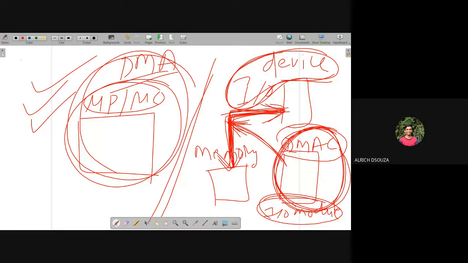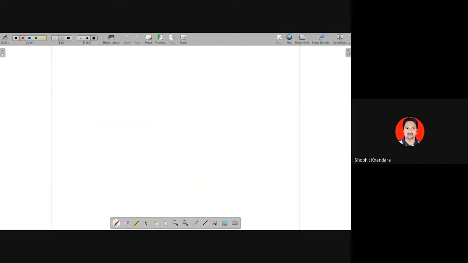Yes. So your DMA controller takes over the control of the bus from the CPU. Right? The DMA controller will take the control of the bus from the CPU. Is it fine? Yes, sir. Okay. Any more questions?